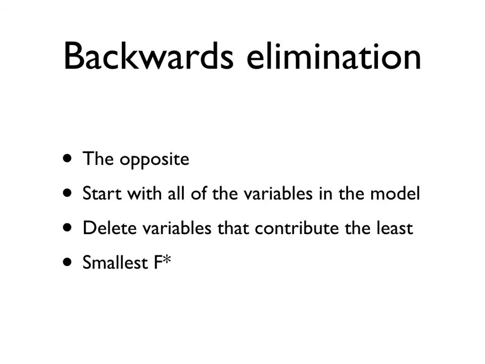So it takes out the smallest F star each time until it starts taking out something that removes a significant amount of variance, and it stops. It says, here's a model for you, determined with backwards elimination. You understand how that one works? It's just the opposite of forward selection.